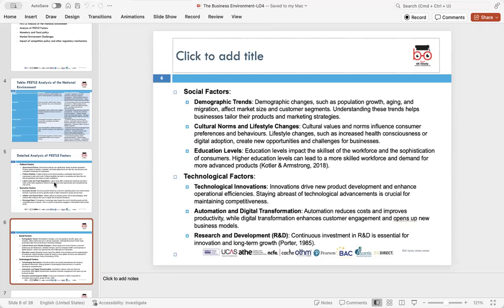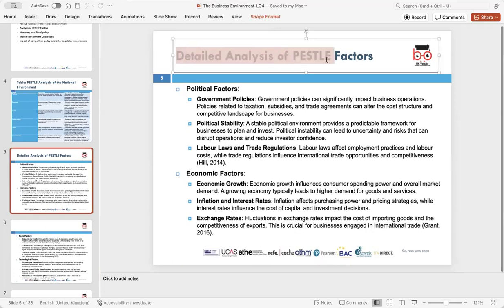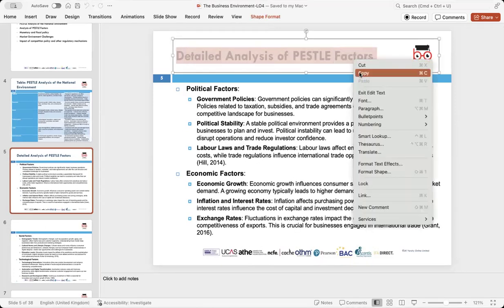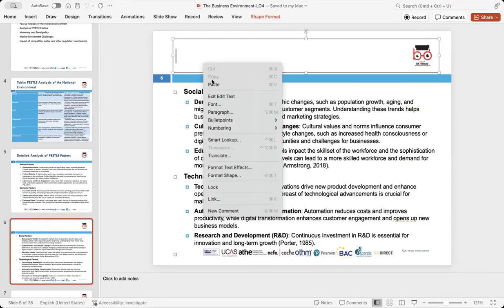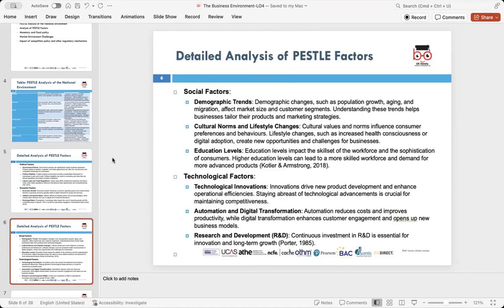Social factors. Right. Next is social factors.